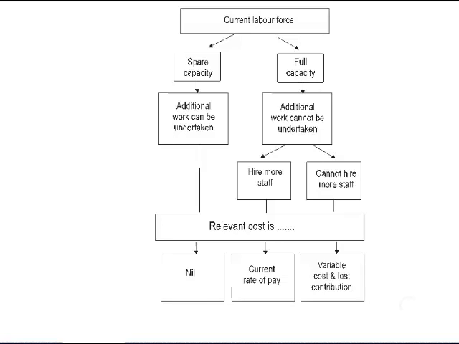So let's just recap what happens in a situation where we do have the current labour force working at full capacity. Remember that sometimes it's possible to hire more staff, but in this lecture example, there's no mention of any agency staff or indeed any overtime that's available to be worked. So what we need to assume is that we're going to have to transfer the labour from working on product X to working on the new contract, which means that we're in this situation here where we cannot hire more staff, and therefore the relevant cost that we need to work out is going to be a total of the variable cost of the labour and also the lost contribution, in this case from not producing product X.